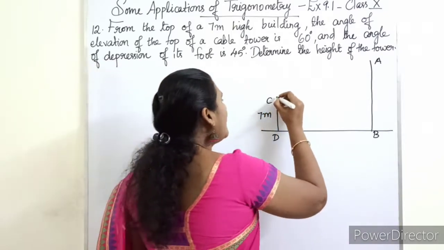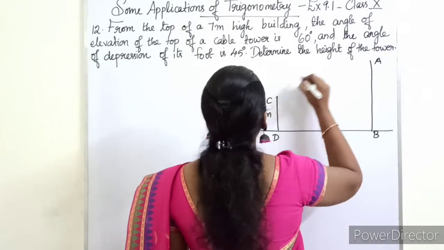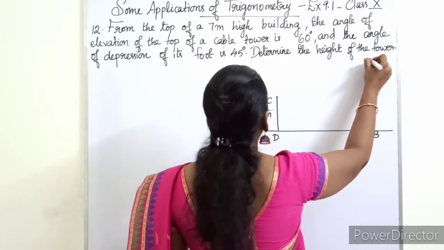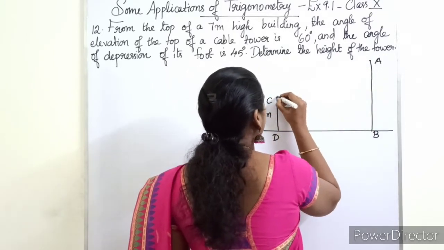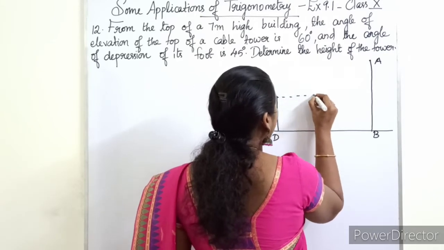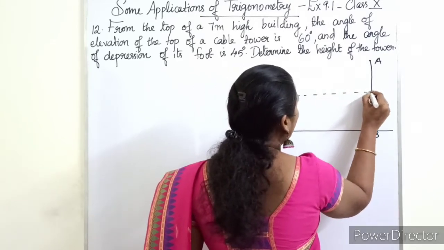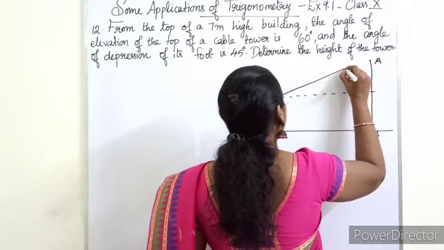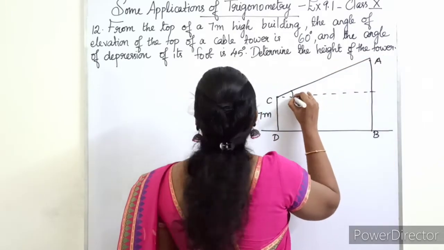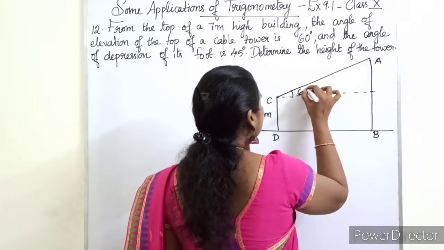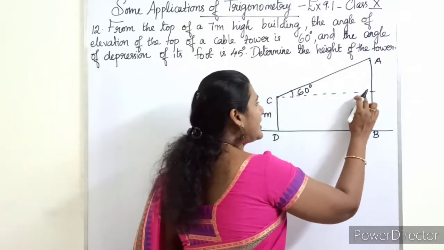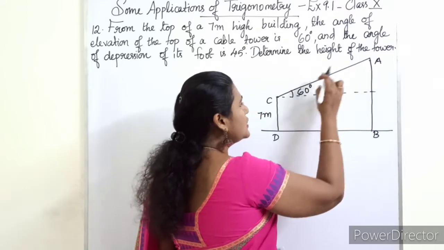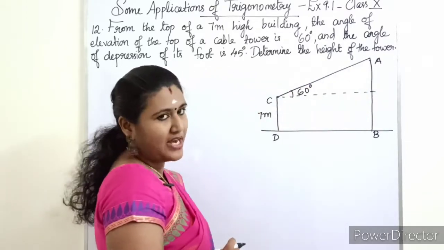From the top of this building, we are observing the top of the cable tower, and the angle of elevation is 60 degrees. Angle of elevation means the angle between the horizontal level and the line of sight. So this angle is given as 60 degrees. So 60 degrees is the angle of elevation.